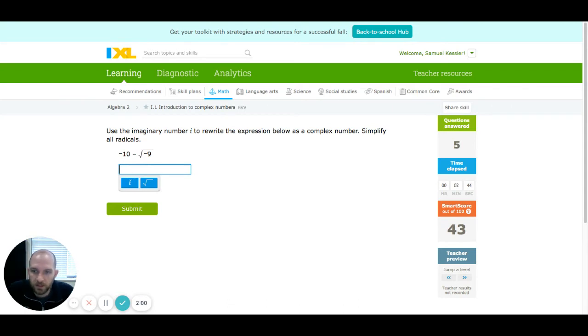This one is going to be a little bit different because we've got a complex number here and not just an imaginary number. So I'm going to write this as -10 minus, we know that the square root of 9 is 3, so that would be 3i.